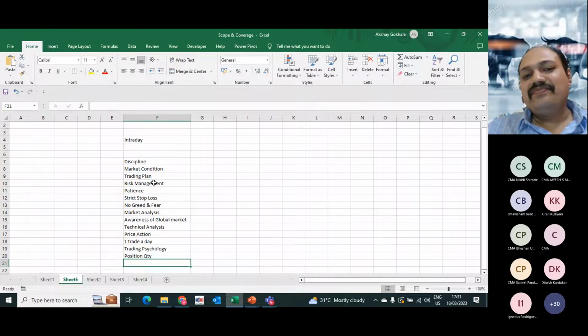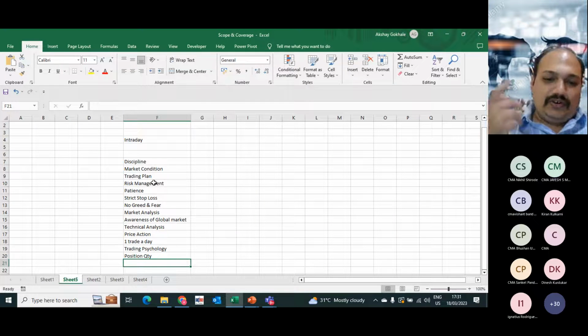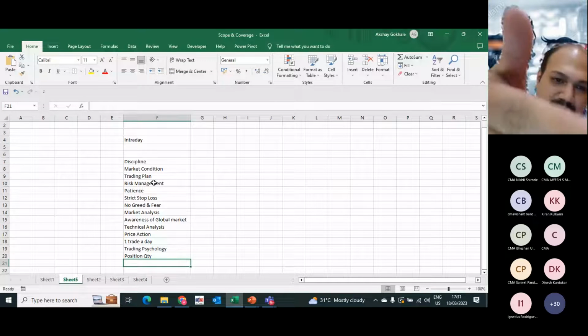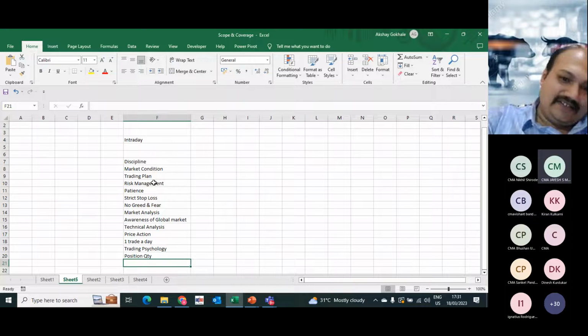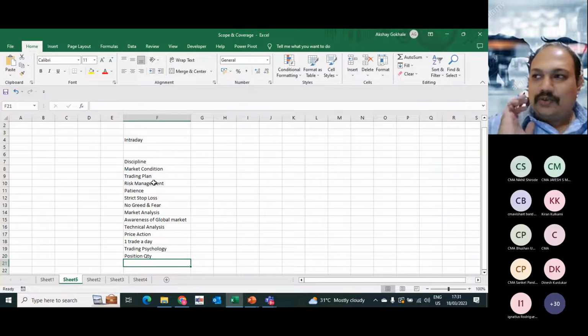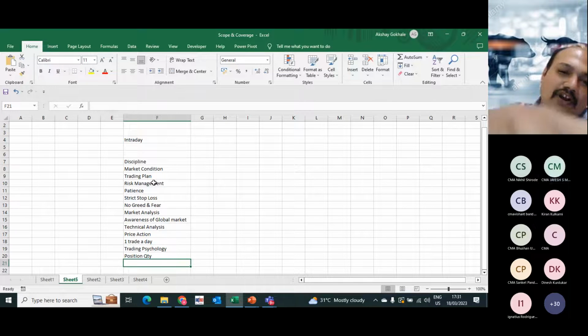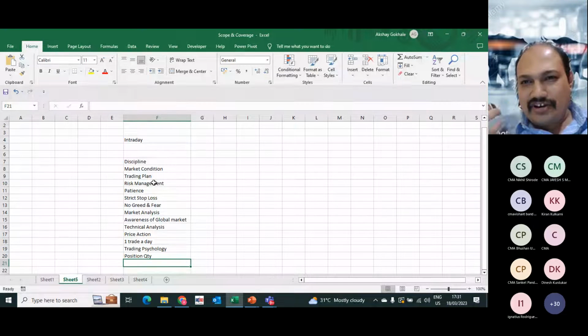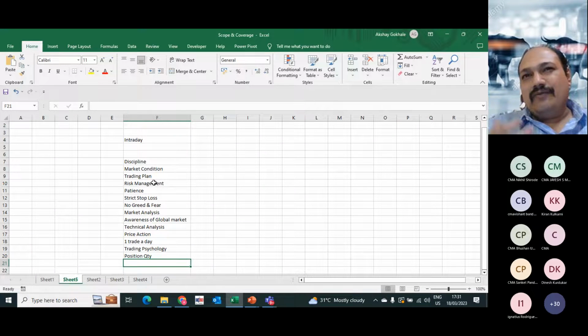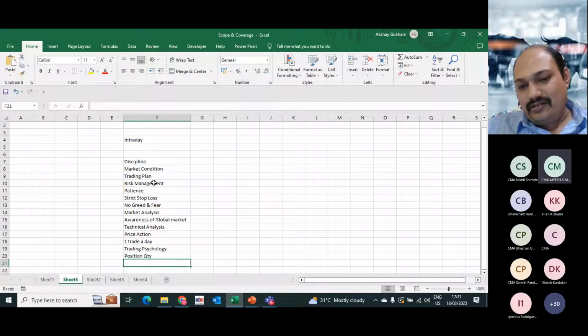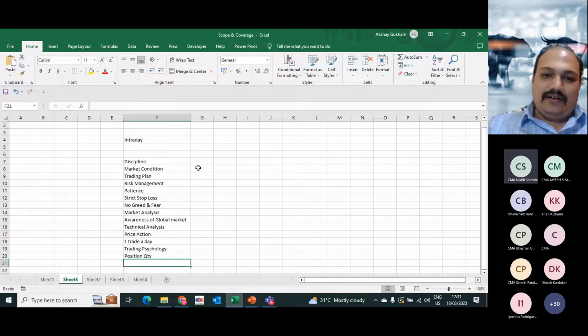Okay, let's accept that we will follow all these things. I just want to understand from your end whether even after implementing all these things in our trading plan, can we be 100% sure that we will get profit? No. It will be uncertain, it's a game.